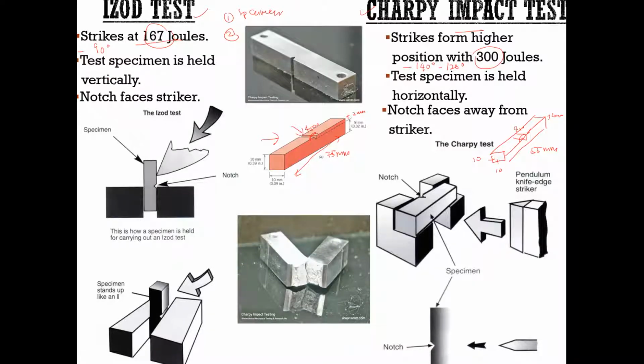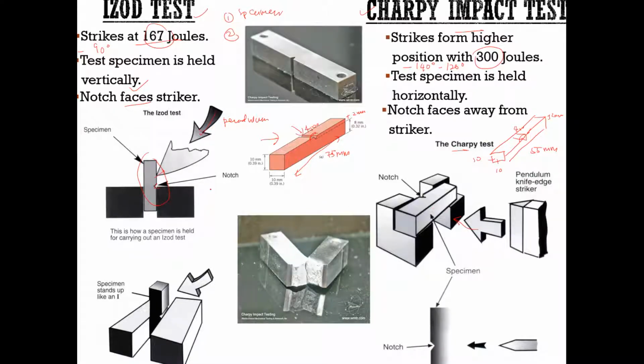And another one, the test specimen is held vertically, meaning, okay, this is the pendulum or the hammer, and this is your specimen. The V notch is facing the striker. While for the Charpy test, if you see here, the notch is facing away, the opposite side of the pendulum.